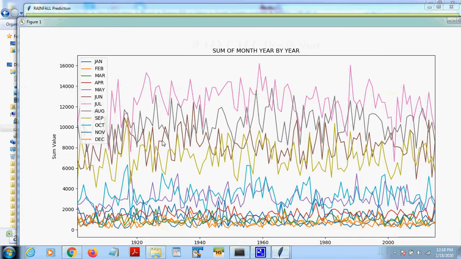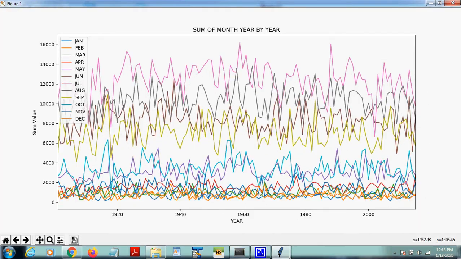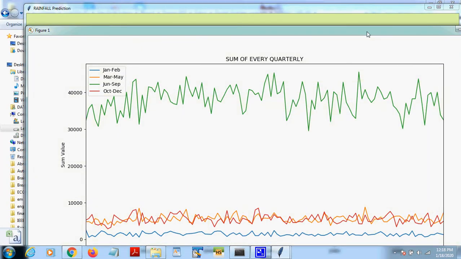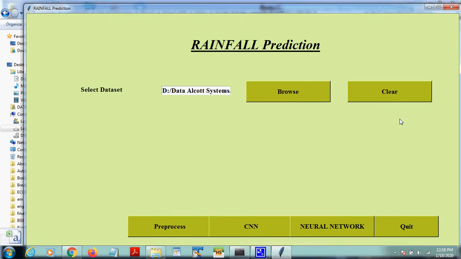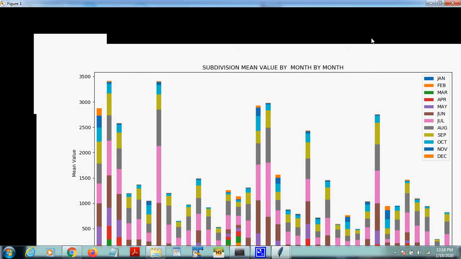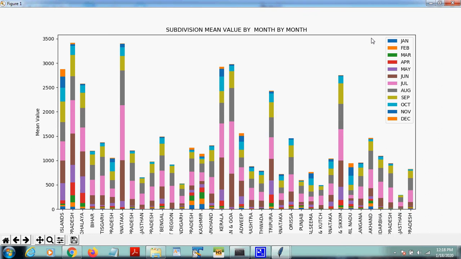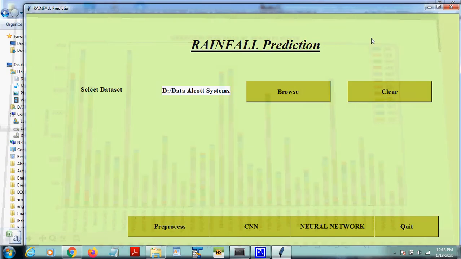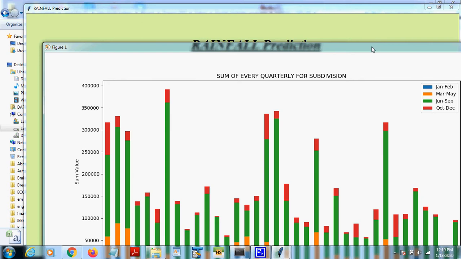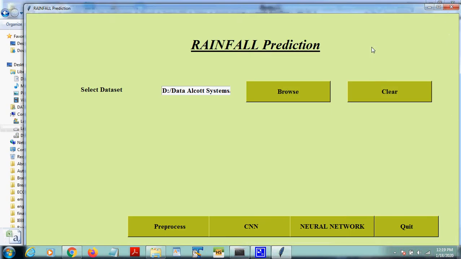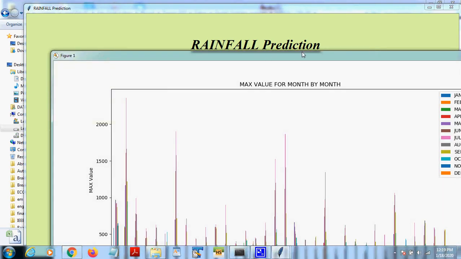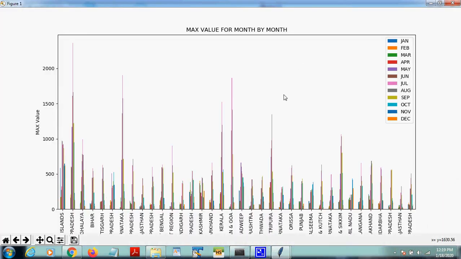Sum of yearly rainfall, this is monthly rainfall, this is quarterly rainfall. These are all visualizations. State-wise monthly rainfall, state-wise quarterly, max value by month.